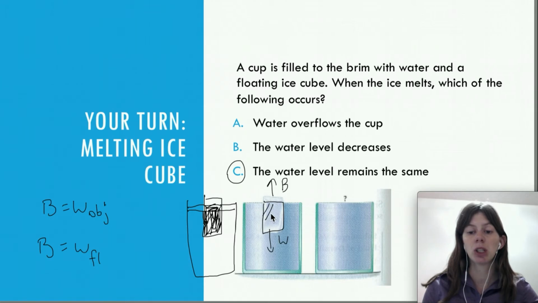There was this much liquid pushed out of the way. So can you see that if the two are equal to each other, that means the weight of the object, the weight of the ice, is equal to the weight of the fluid displaced, to the weight of this liquid. So that means that when it melts, it's going to become this liquid and must take up that exact same amount of room. The water level will remain the same.